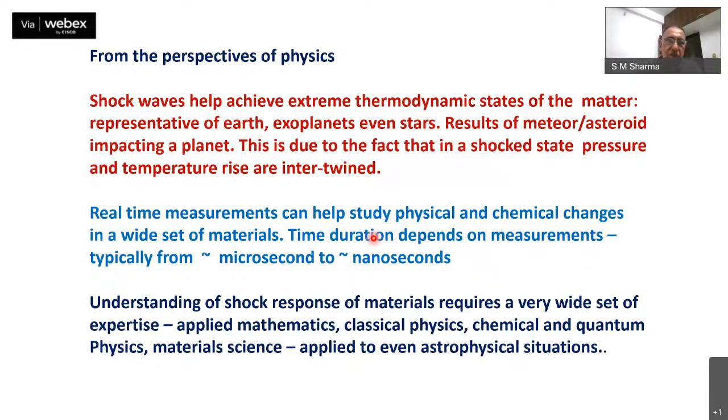Also, because it helps reach thermodynamic states from very low pressures and temperatures to extremely high pressures and temperatures, one can very easily visualize that understanding this field requires knowledge of applied mathematics, classical physics, chemistry, quantum physics, material science, and even astrophysical situations, something like the equation of state of stars and so on.